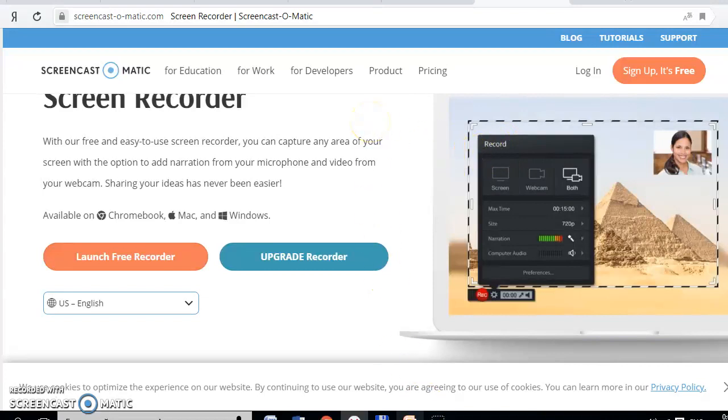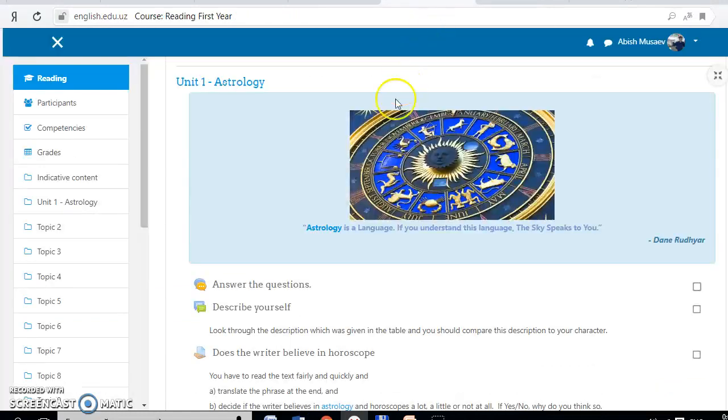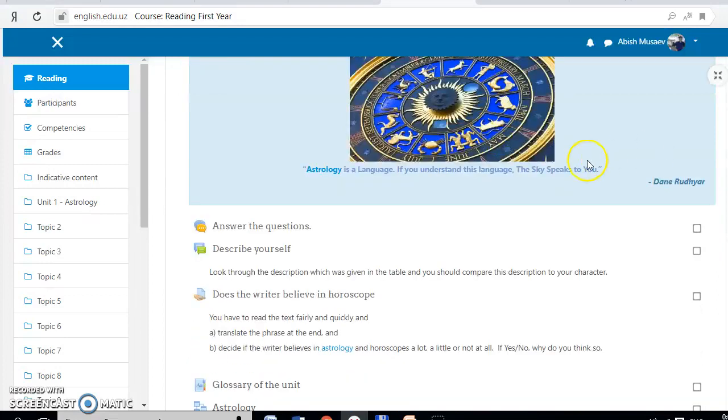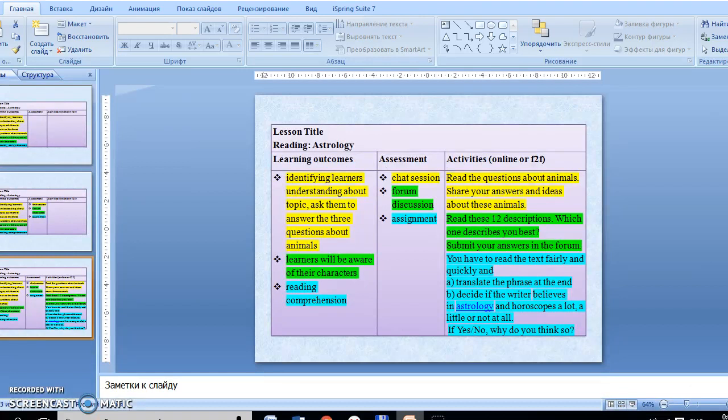So I want to share my model. Here I designed my unit for reading task. This unit is designed for the first year students, and the first unit is astrology. So at first I want to introduce my learning outcomes.